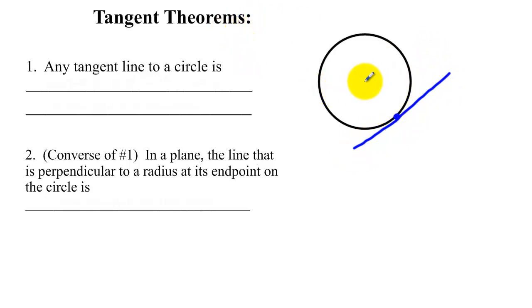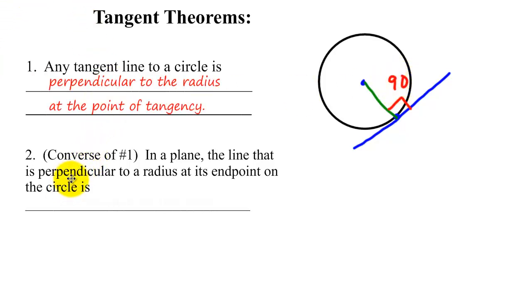This first theorem has to do with the center of the circle and the radius. So sketch in a radius to that point of tangency. What do you think would be true about those two segments, the radius and the tangent line, right here at the point of tangency? If you think they are perpendicular, making a nice 90-degree angle, you're exactly right. So any tangent line to a circle is perpendicular to the radius at the point of tangency.